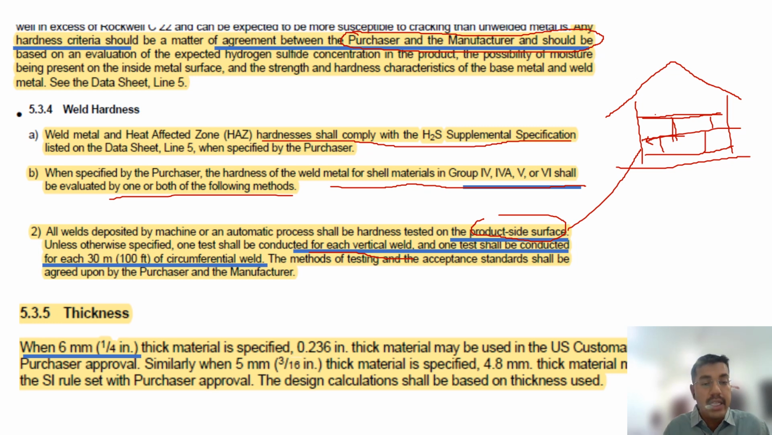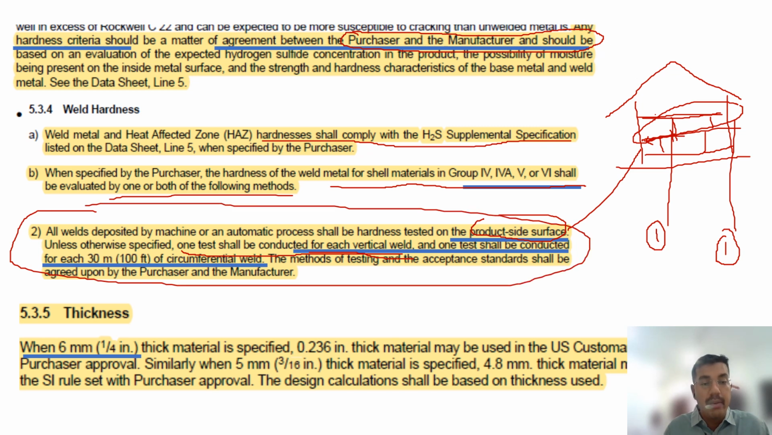And one test shall be conducted for each 30-meter circumferential weld. So for each vertical weld I will do one hardness test, and for circumferential welds, for every 30 meters or 100 feet, I have to take one. Clear? This question usually comes in the exam. For hardness testing, every vertical weld one joint, and every circumferential 100 feet one joint.